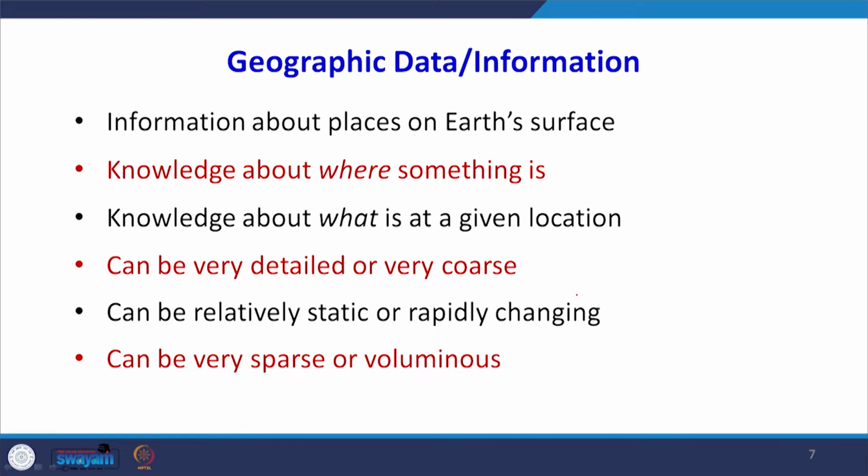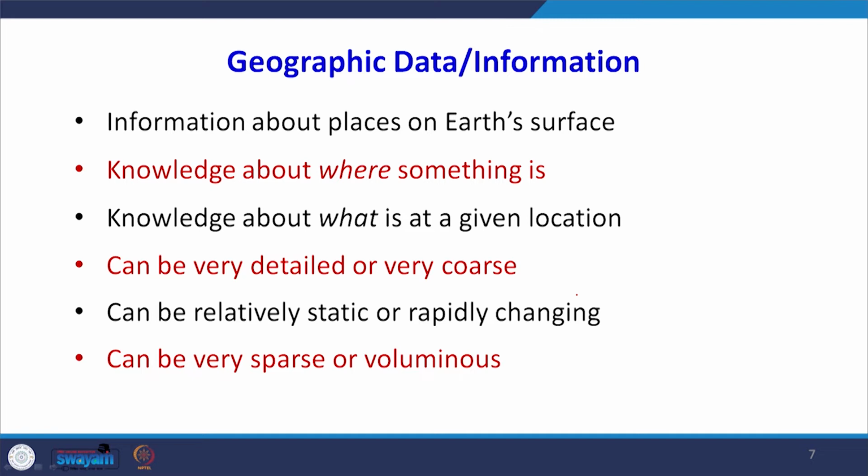Knowledge about what is given at a location. So, what is present at a given location. If I know the location, I like to know what are the features present, what are the objects present at that particular location, what is the land use at that particular point. So, this is also important. This can be very detailed or very coarse information. So, we may have a fine level of information which we can get, let us say, from 1:1000 maps, or we can have broad information, like we can get from a 1:1,000,000 scale map.